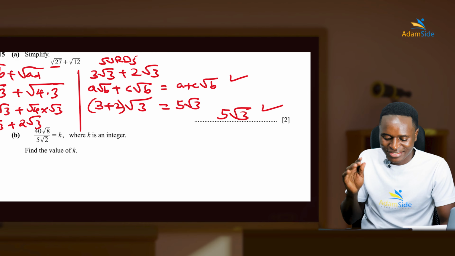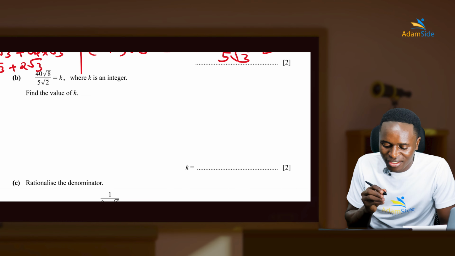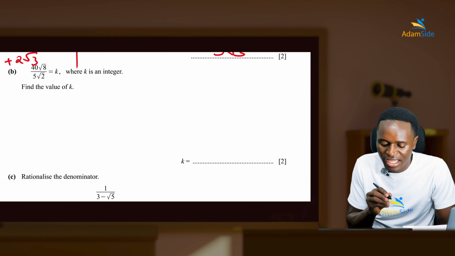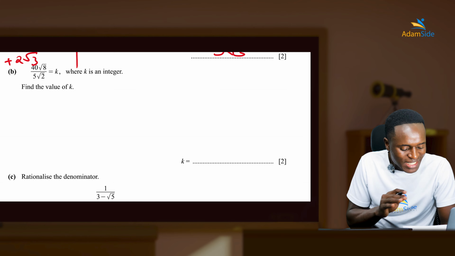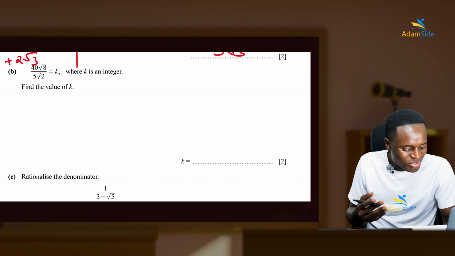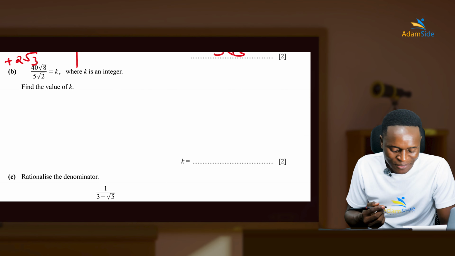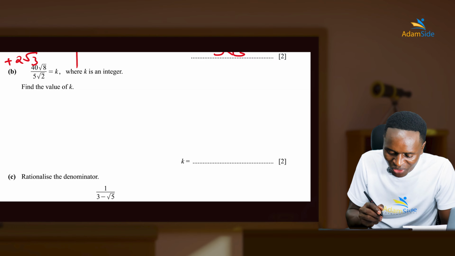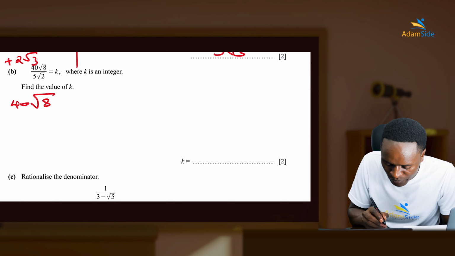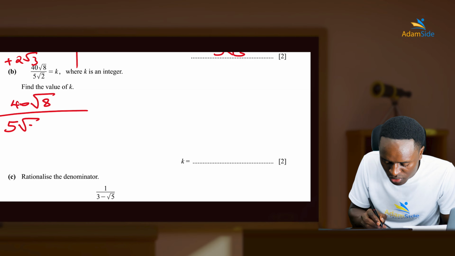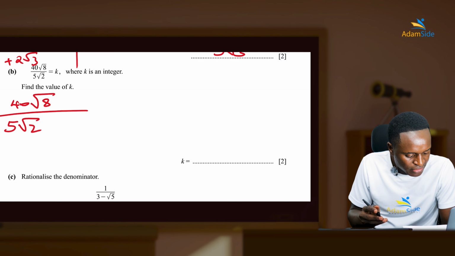You get full marks. And let's go to question number B. It says 40 root 8 divided by 5 root 2 is equal to k, where k is an integer. Find the value of k. Very important question again. This is simple. You can as well simplify if you know how to simplify. Let's say we have now 40 root 8 over 5 root 2. How do you do in that case? We can say 40 divided by 5.